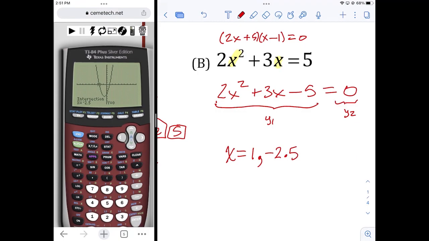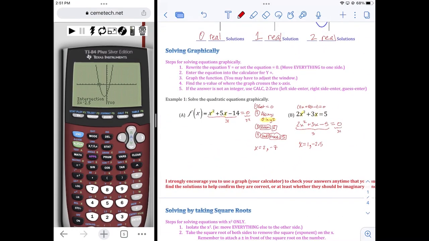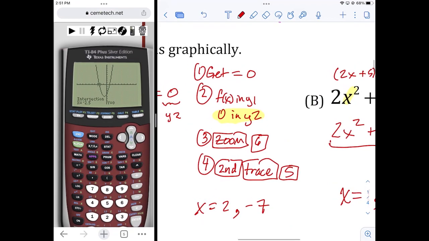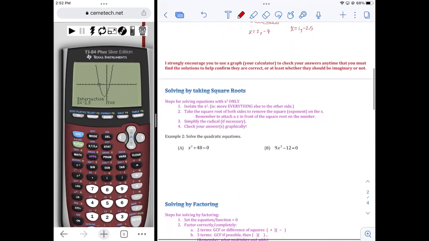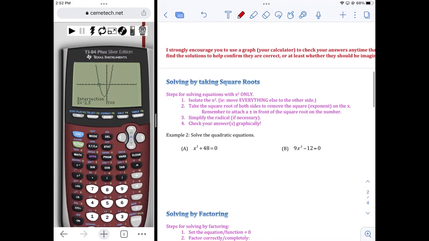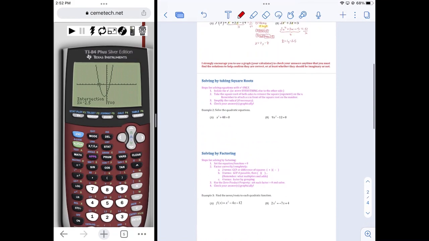Okay. All right. So that's two of them by graphing. Those are the keystrokes. Questions on that? Y'all got it? All right. Well, let's move on to solving by taking square roots. We'll do square roots and factoring, and that'll be it for today. We'll stop at the quadratic formula.